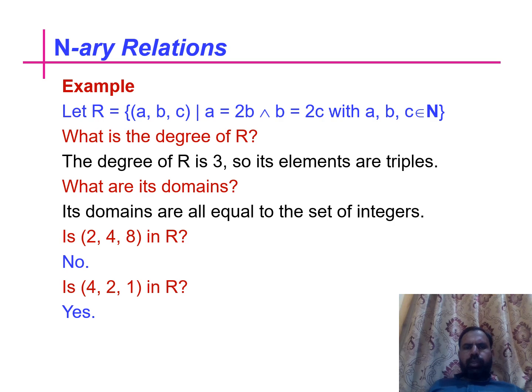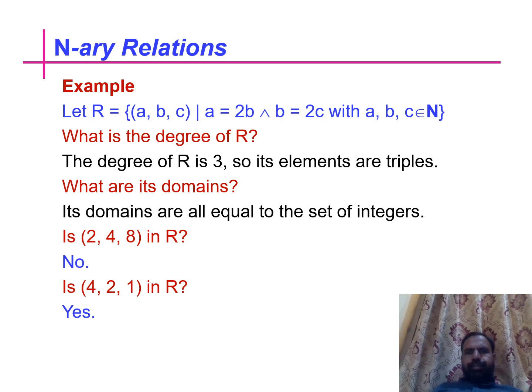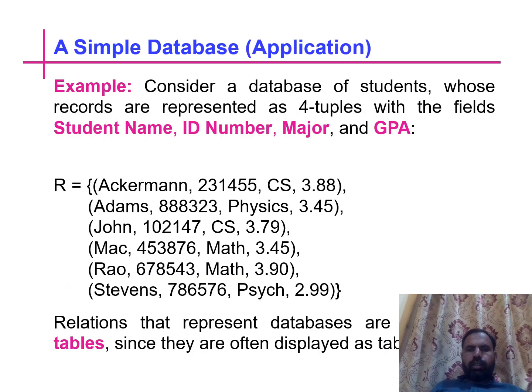So these are examples of n-ary relations. Let R be this relation, where (a, b, c) are such that a divides b, and b is equal to 2c, with a, b, c belonging to N. What is the degree of R? What are its domains? Its domains are all equal to the set of integers. Is (2, 4, 8) in R? No. Is (2, 4, 1) in R? Yes. These are in R.